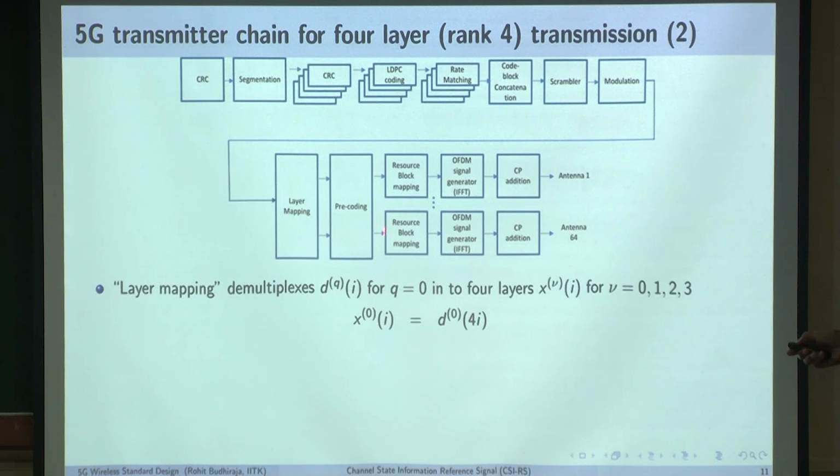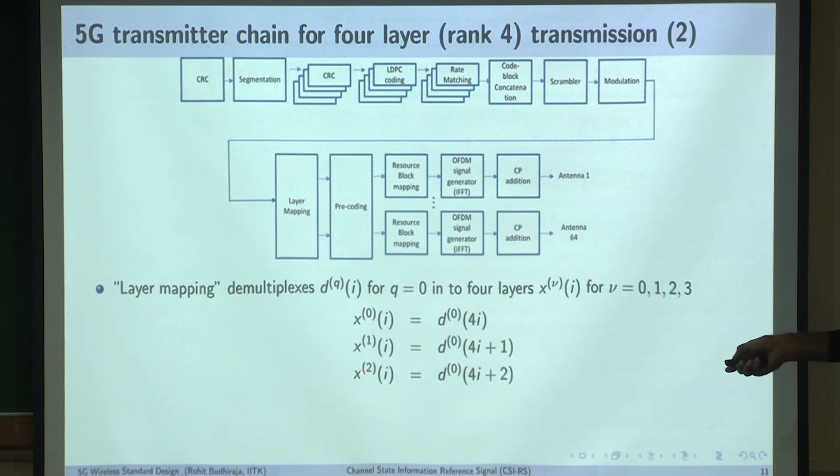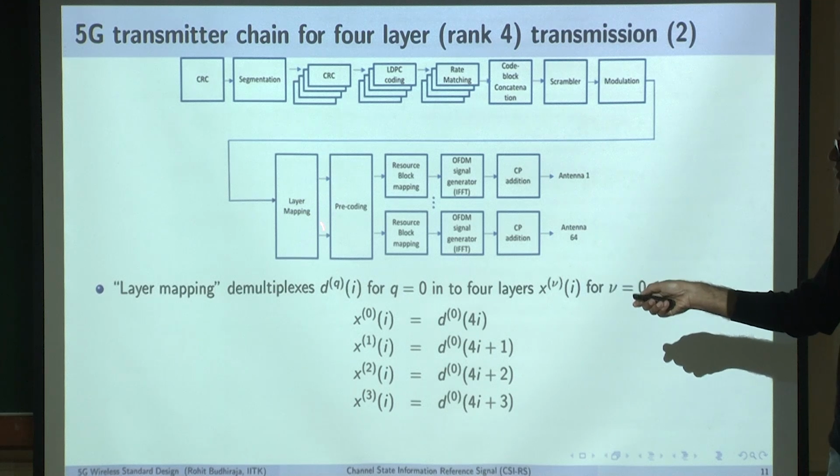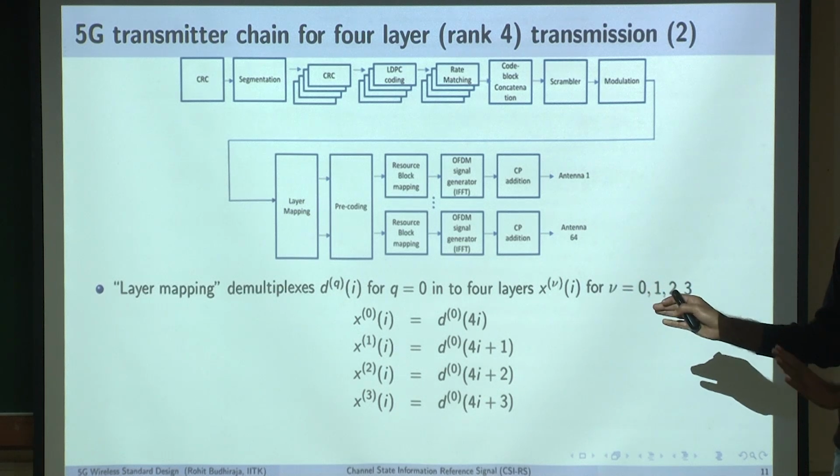The output of this precoder I am writing. The output of the layer mapper is being mapped. You take this, where i is running from 0. How many layers? 4 layers. Layer 0 will be the 0th symbol, layer 1 will be the first symbol, layer 2 will be the second symbol, layer 3 will be the third symbol, and then you go back again: the 4th, 5th, 6th, 7th, 8th, 9th, 10th, 11th. That's how you are creating 4 layers from the single transport block.